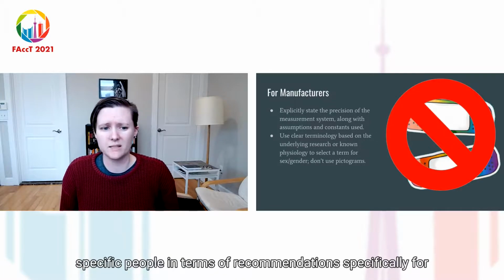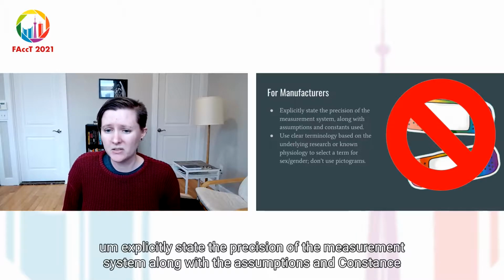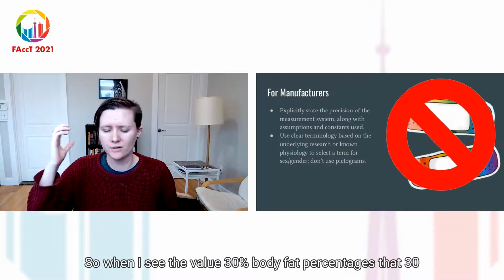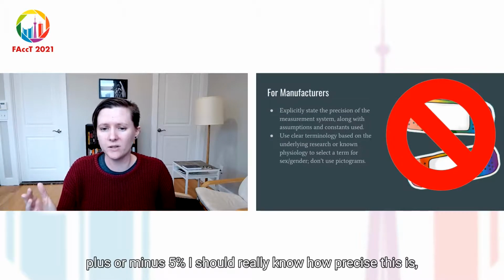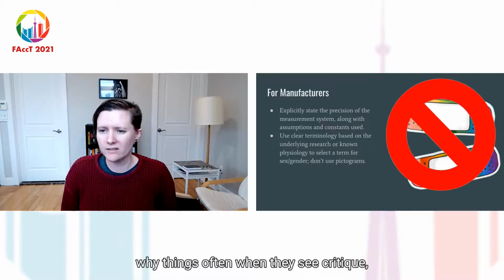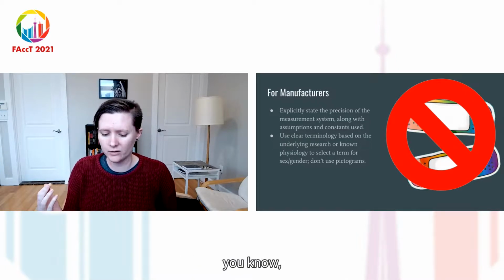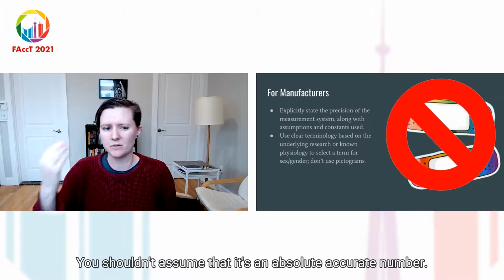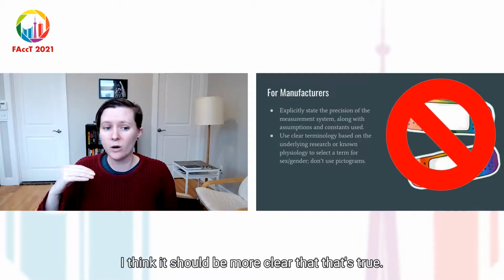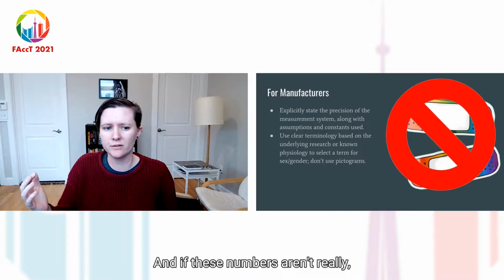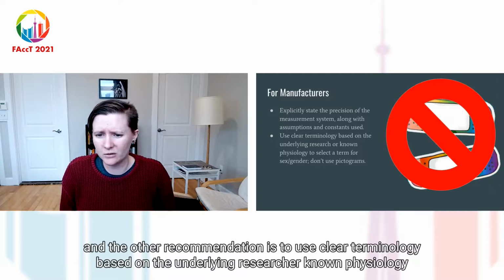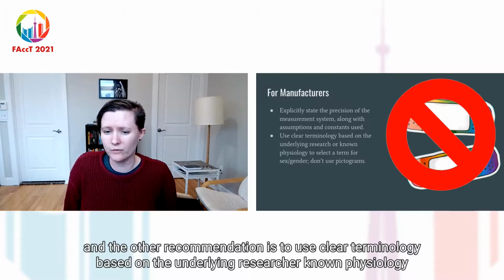In terms of recommendations specifically for manufacturers, explicitly state the precision of the measurement system along with the assumptions and constants used. So when I see the value 30% body fat percentage, is that 30 plus or minus 5%? I should really know how precise this is. Withings, when they see critique, has often basically said, you should really just track this number over time and compare it to itself. You shouldn't assume that it's an absolute accurate number. I think it should be more clear that that's true. And if these numbers aren't real, then maybe you should use a different number or some other way to convey the information.